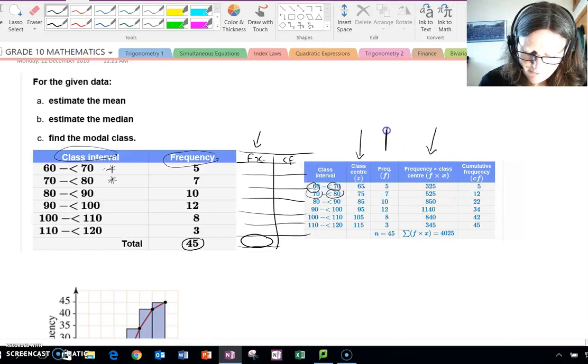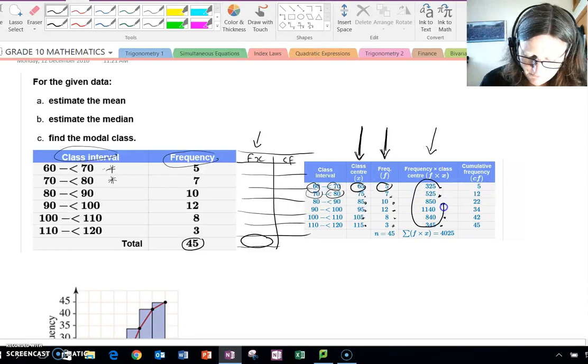We say what is the frequency, and we times it by the X, which is our class center. So 5 times 65 gives us 325. 75 by 7, 525. 85 by 10, 850. 95 by 12, 1140. 105 by 8, 840. 115 by 3 is 345. We then add up these scores, which gives us 4025.